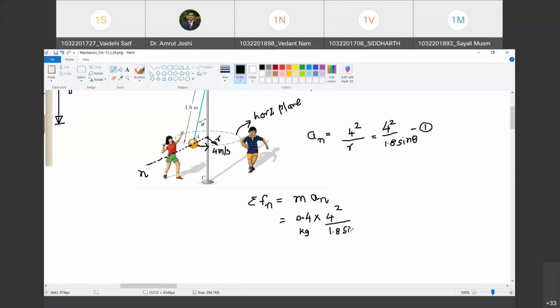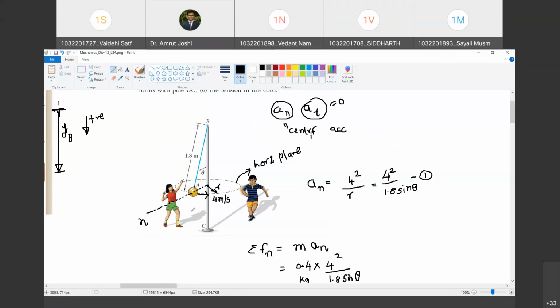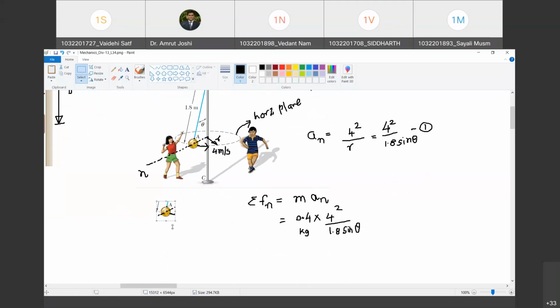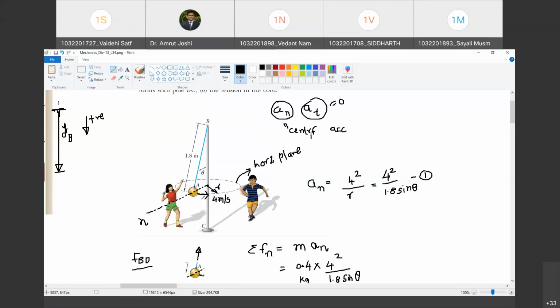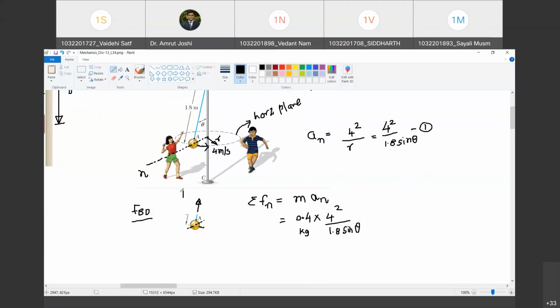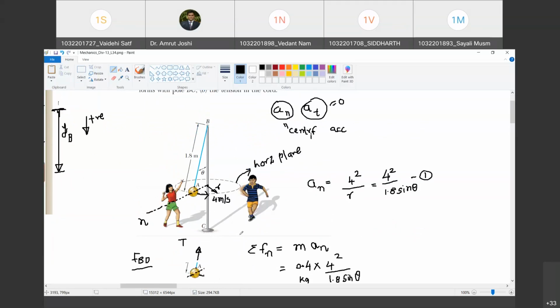Happy? Yes, sir. And now, what are the forces acting on this ball? For that, I will have to draw the free body diagram of the ball. Do you agree with me? Yes, sir. So let me draw that free body diagram. Chalo, FBD. So it is going to have a tensile force along this. Happy? Yes, sir. Okay. And what is that tensile force? I am going to call it TAB or simply T. Are you with me? Yes, sir.